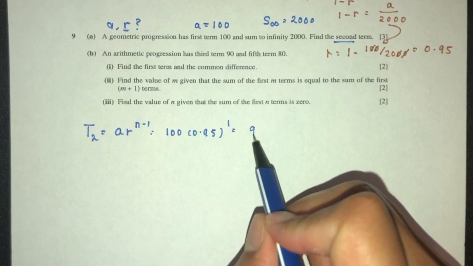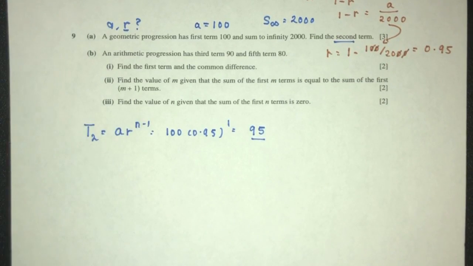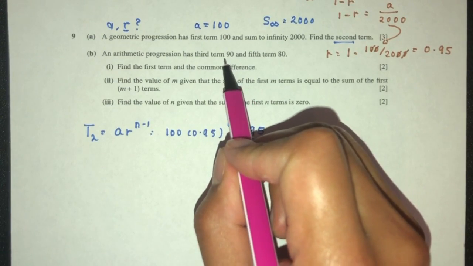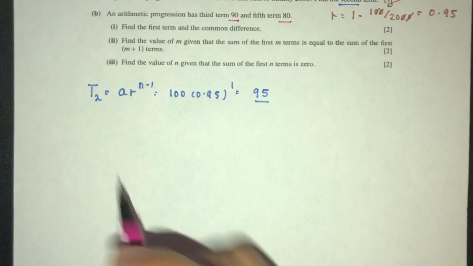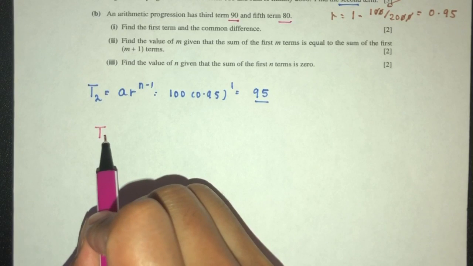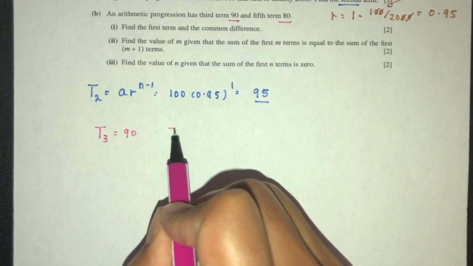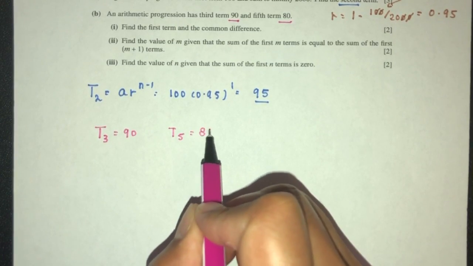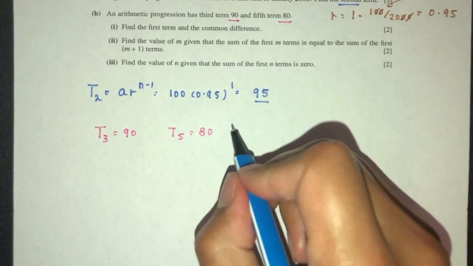It should be 95. That is part 1 of the question. Now for part B, we have an AP where the third term is 90 and the fifth term is 80. So let's write this down. The third term is 90 and the fifth term is 80. Okay. Now we know this is an AP.